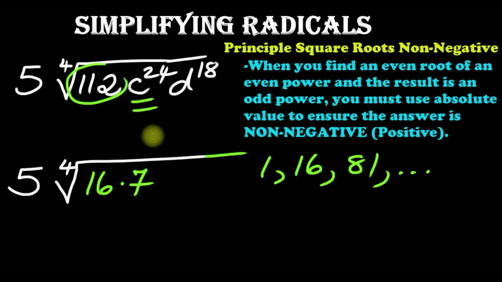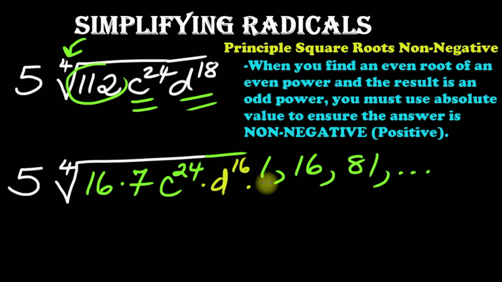And then here, c to the 24. Well, your index number is 4, and 4 can go into 24 exactly 6 times. So that's a perfect 4th root, and we don't need to rewrite that. And then d to the 18. 4 cannot go into 18, but 4 can go into 16. So we're going to do d to the 16 and d squared to make it 18. Sorry about the mess here, but I hope you guys can see it.